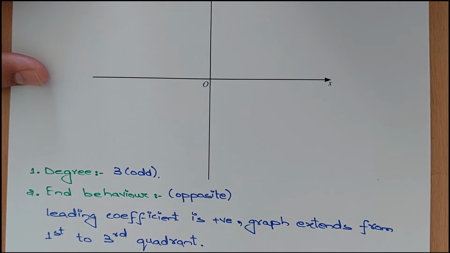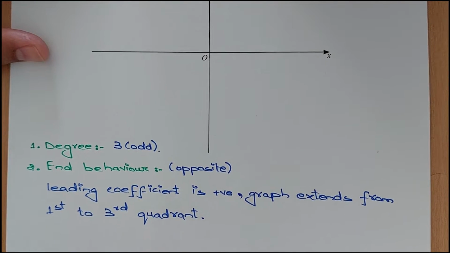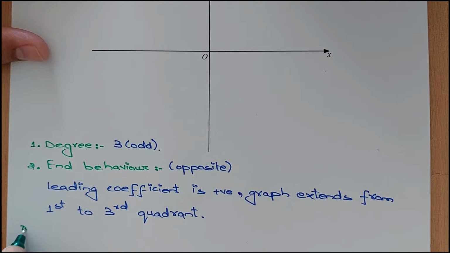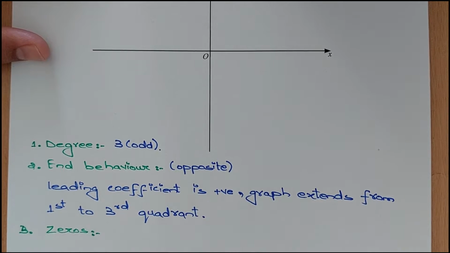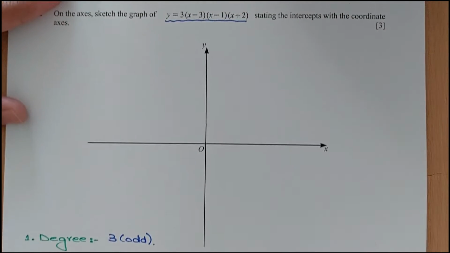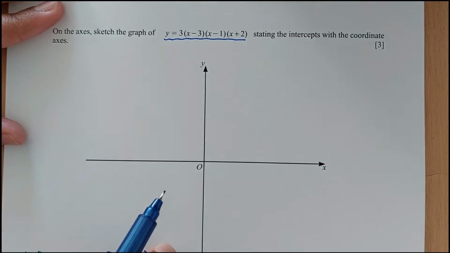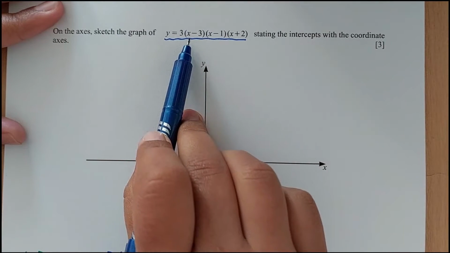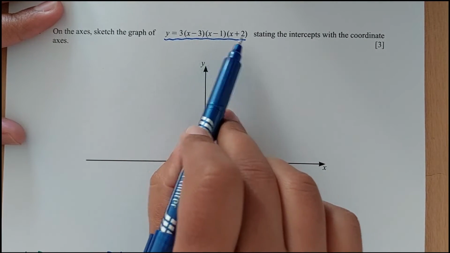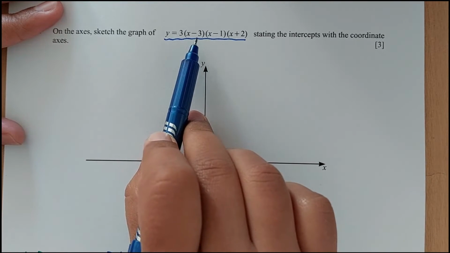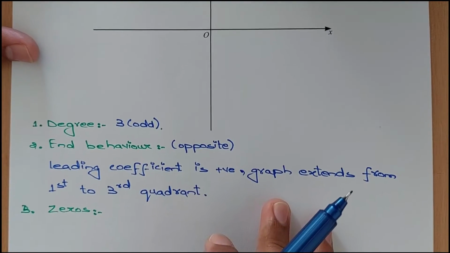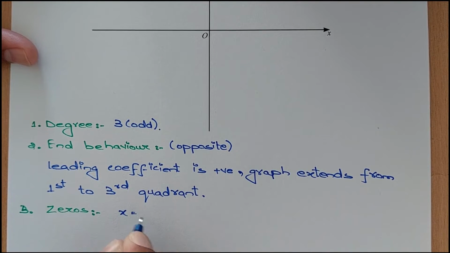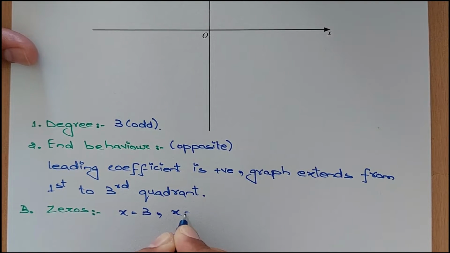Right. Okay, now the next thing, number 3, we need to find the zeros, or we can say the x-intercepts. To find the zeros, we need to put all the 3 factors separately equal to 0. We will get the zeros. So x minus 3 equals 0, x minus 1 equals 0, x plus 2 equals 0. So the zeros are 3, 1 and minus 2, right? So we can say that x equals 3, x equals 1, and x equals minus 2. These are the zeros.